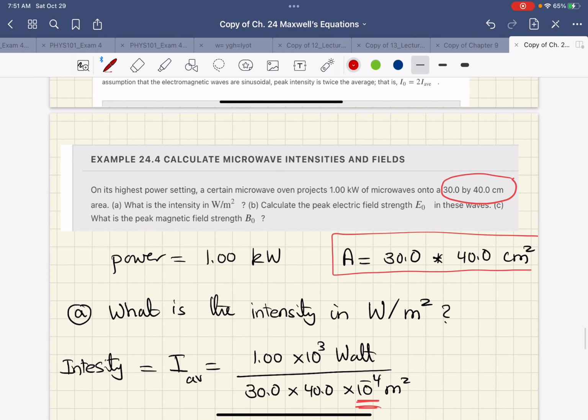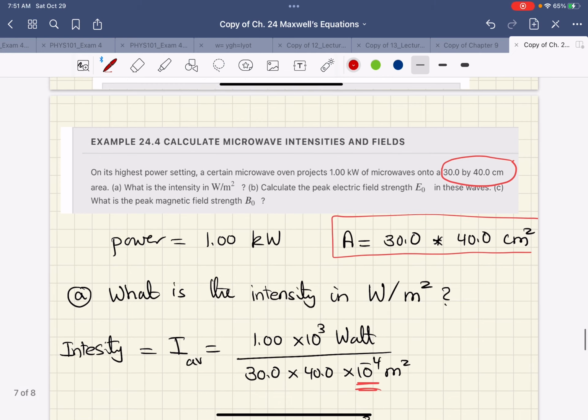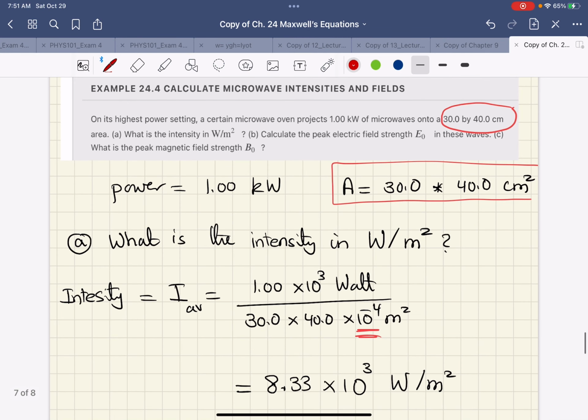Now, here an example: calculate microwave intensities and fields on the highest power setting. A certain microwave oven projects 1 kilowatt of microwaves onto a 30 by 40 centimeter area. What is the intensity in watts per square meter? And calculate the peak electric field strength in these waves, and the peak magnetic field strength. The power is given, and remember it's kilowatt. And A can be calculated as 30 times 40, in square centimeters. We need to convert into square meters by multiplying by 10 to the negative 4.